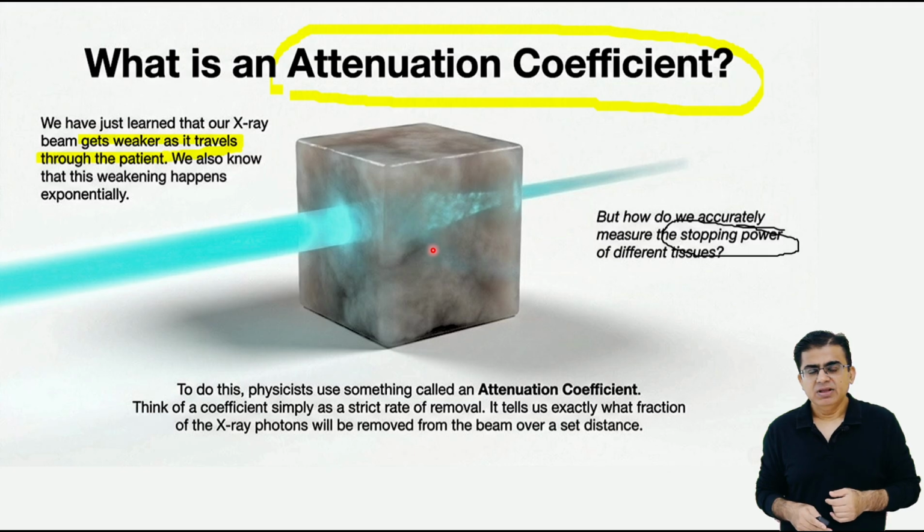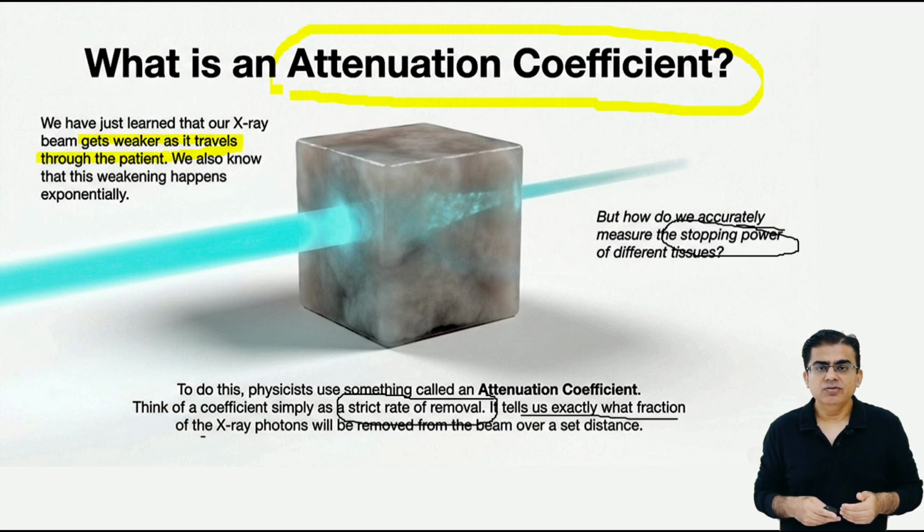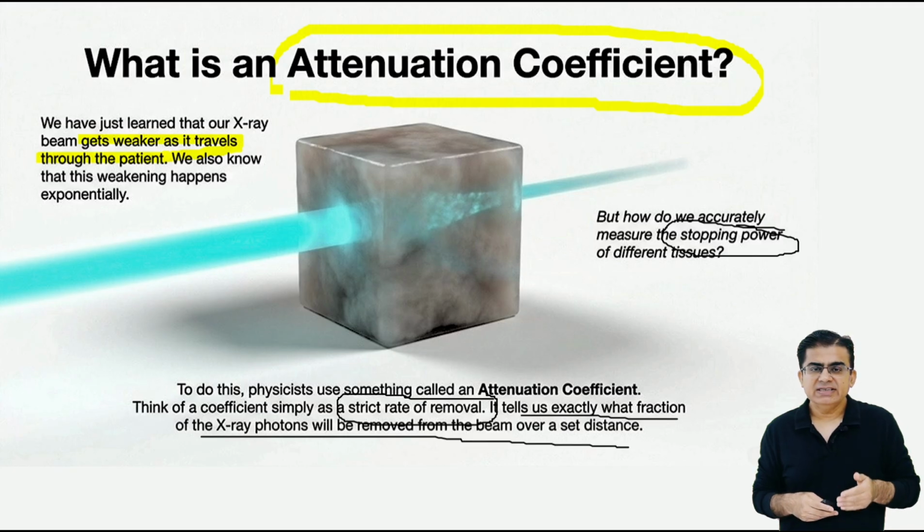To do this, we use a very important metric called the attenuation coefficient. Think of coefficient simply as a strict rate of removal. It tells us exactly what fraction of the X-ray photons will be removed from the beam over a set distance.